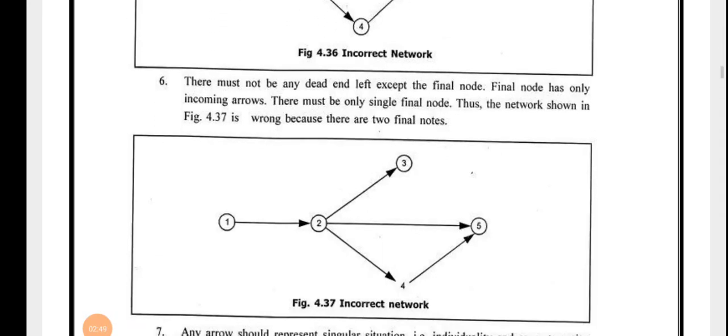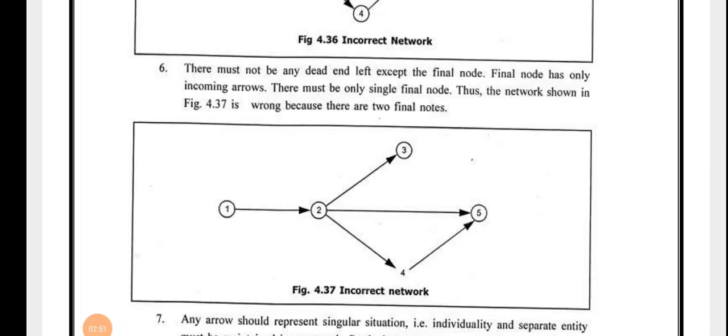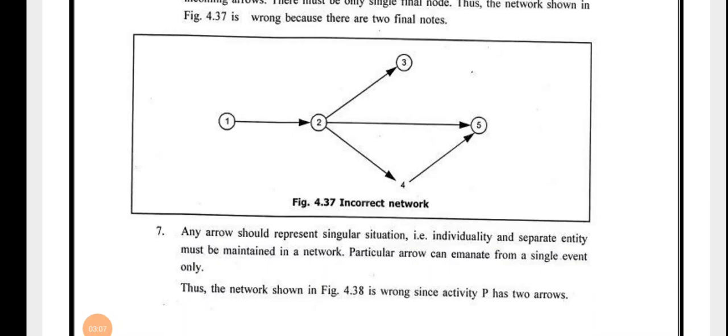There must not be any dangling end except the final node. The final node has only incoming arrows. There must be only a single final node. Thus the network shown in the figure is wrong because there are two final nodes. As we have discussed earlier, there should be only one final event and one initial event. Here you can see that event number 3 and event number 5 both act as a final event. So this is incorrect.